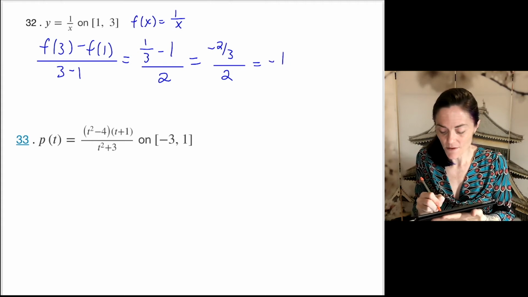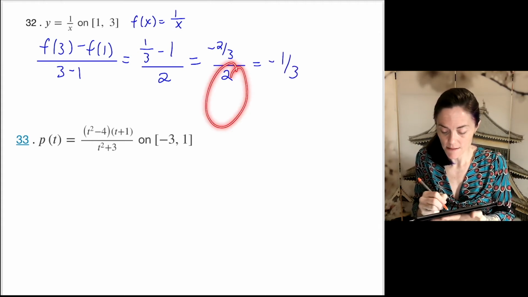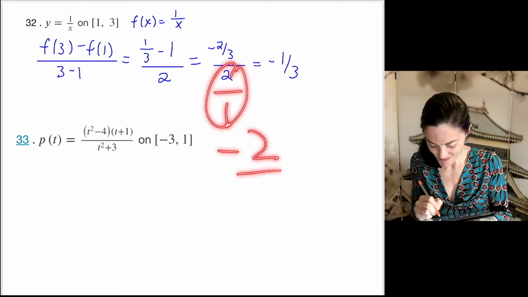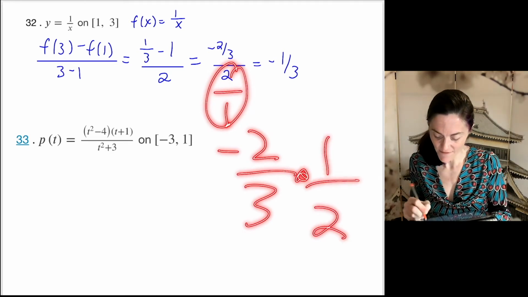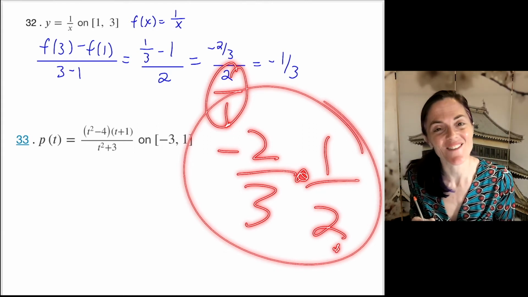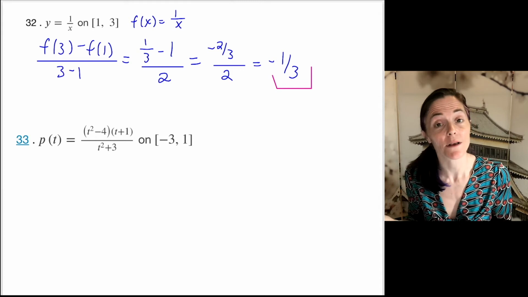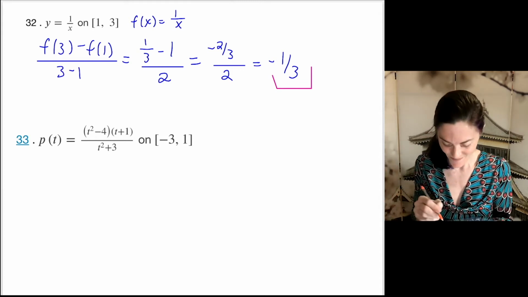This is -1/3. You could take this, which is 2/1, invert and multiply. We would have -2/3 times 1/2. You see, this is -1/3. But I will just underline this. My final answer is -1/3 here.